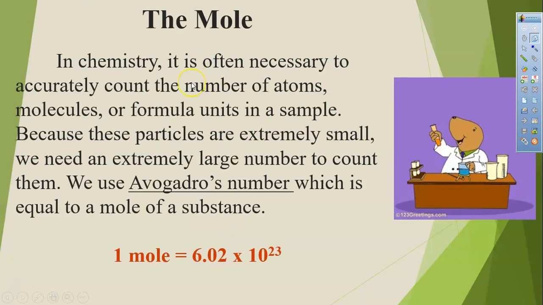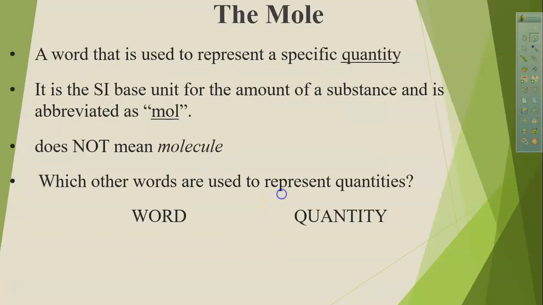In chemistry, it's often necessary to accurately count the number of atoms, molecules, or formula units in a sample. But since these things are so terribly small, we need a very, very large number to count them. So we use something called Avogadro's number. Avogadro's number is equal to 1 mole of any substance. So 1 mole of anything is Avogadro's number. Avogadro's number is 6.02 times 10 to the 23rd, which is a whole lot of anything. But that's what we use to count really tiny things like electrons or atoms.